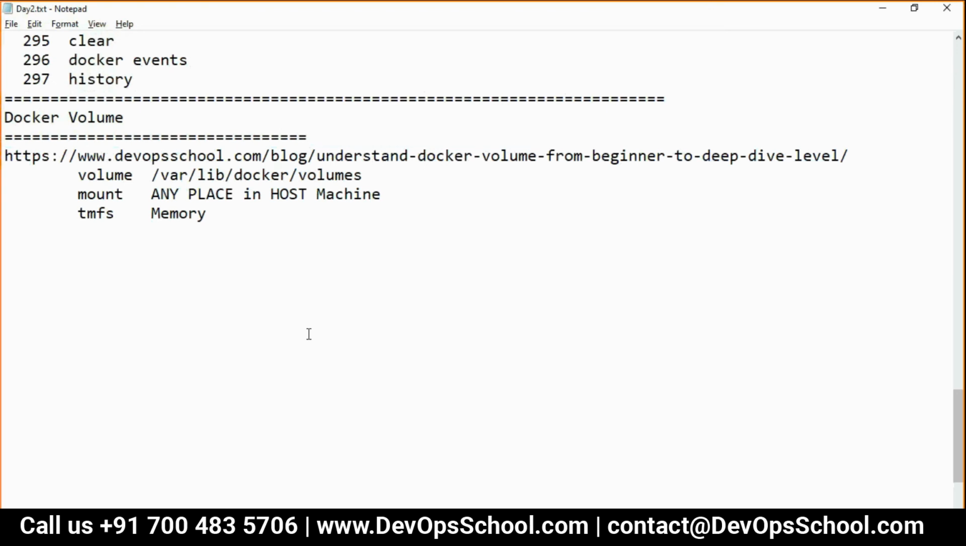Rajesh, I have one question. You said there are three types of volumes, right? Volume, mount, and tmpfs. Is there a way that we can specify while creating a volume that it needs to be created in memory? No, the volumes I'm doing right now in this demo, and the second one I'm moving to next.